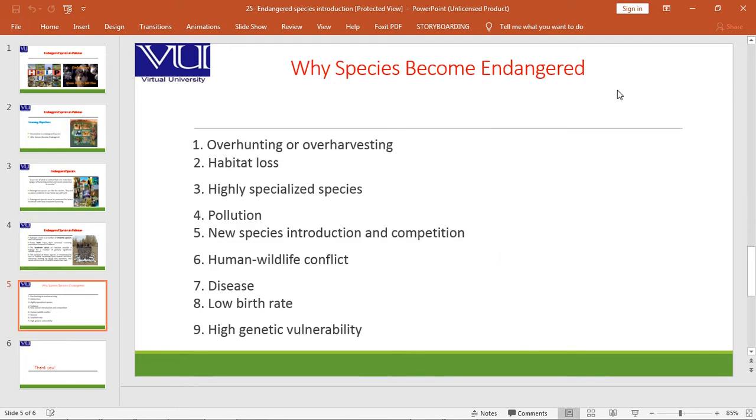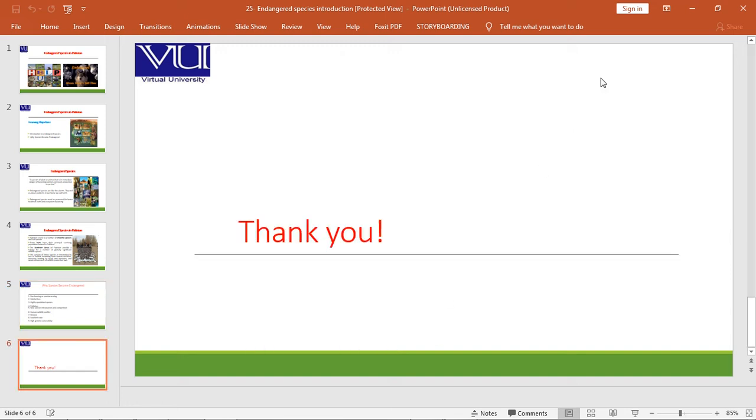Why species become endangered? Overhunting or over-harvesting. Habitat loss. Highly specialized species. Pollution. New species introduction and competition. Human-wildlife conflict. Disease. Low birth rate. High genetic vulnerability.